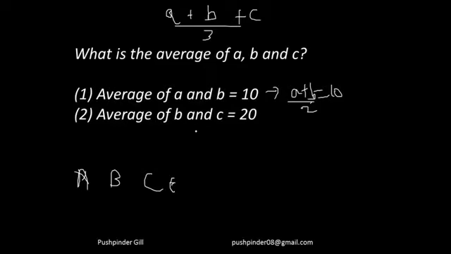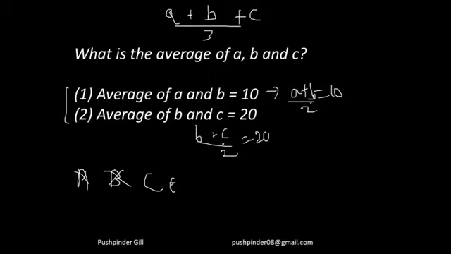Let's look at the second statement alone. (B plus C) upon 2 is equal to 20. Does that give me the answer? No, it doesn't. So I should be striking off B. Now let me go ahead and combine both the statements. From here I know the value of A plus B.